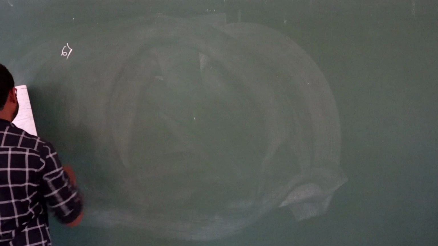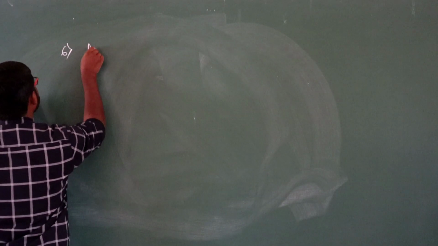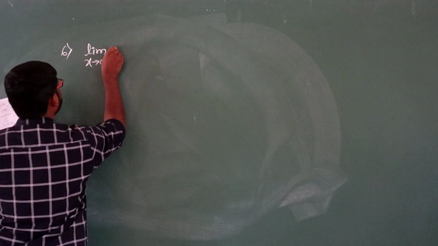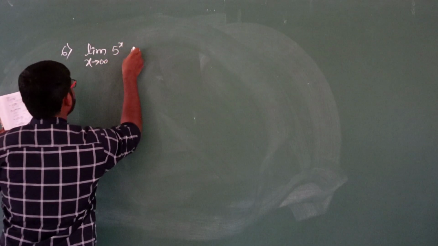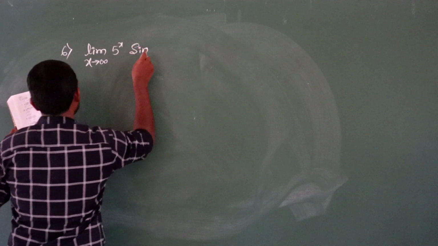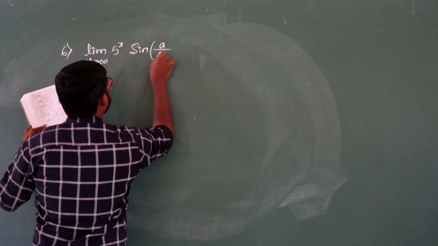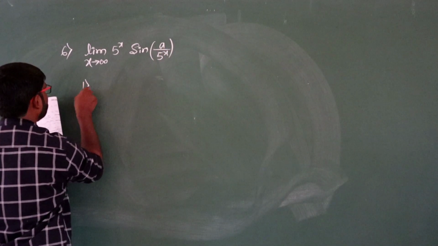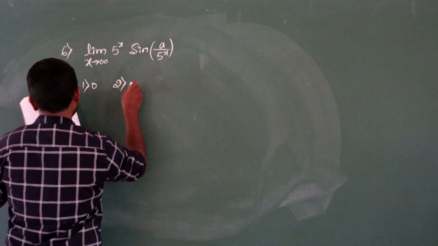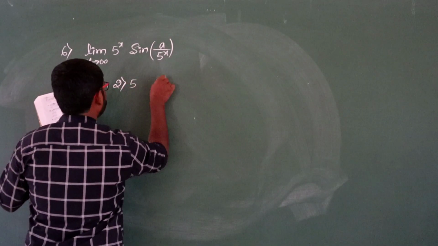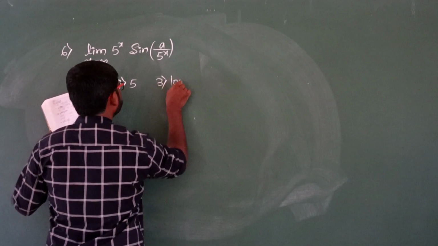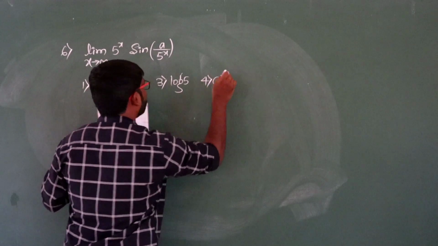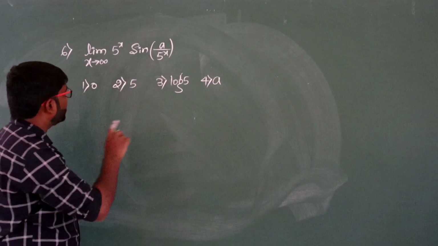Well, question number 6. Limit x tends to infinity, 5 to the power x into sine(a by 5 to the power x). And the 4 options are: option 1 it is 0, option 2 it is 5, option 3 it will be log 5, option 4 it is small a. So let us simplify this.